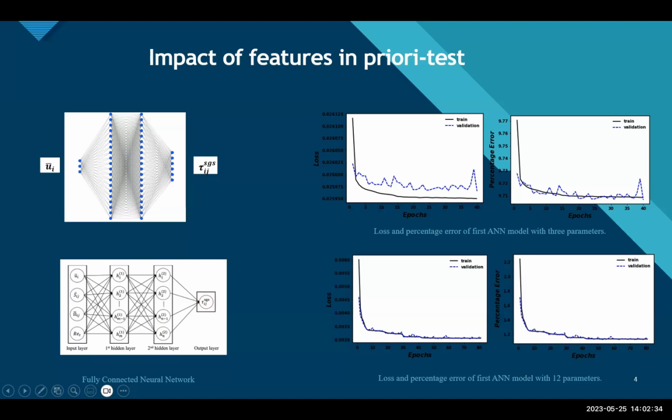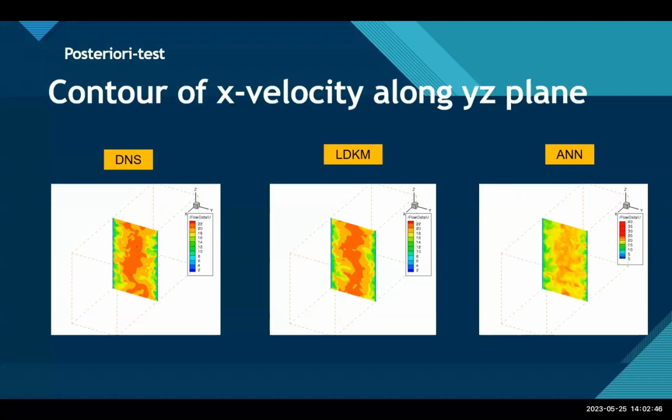After this section, I convert the code to Fortran 90 and then run the CFD code again, and this is our result. For example, this is the DNS, or exact result. This is the LDKM model, a very famous model scientists use in LES. And this is our result from hooking up the trained model in the CFD code.